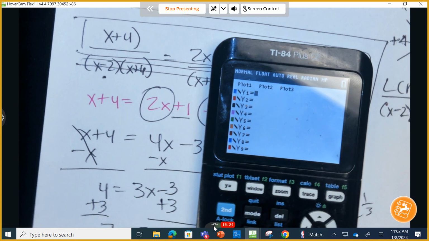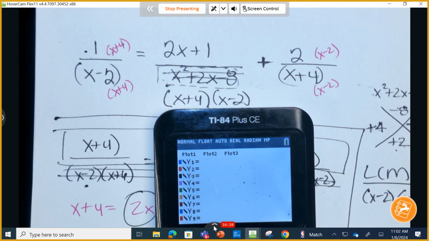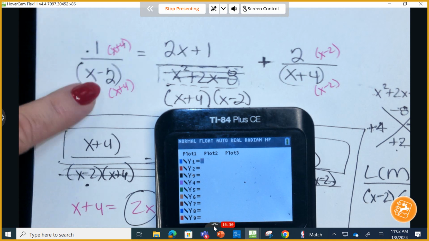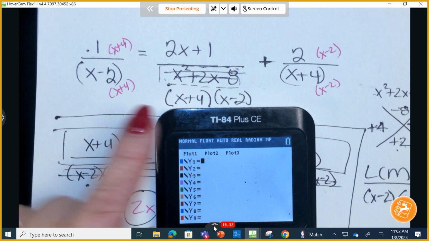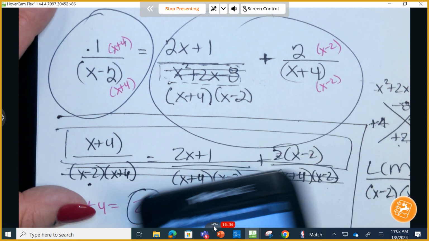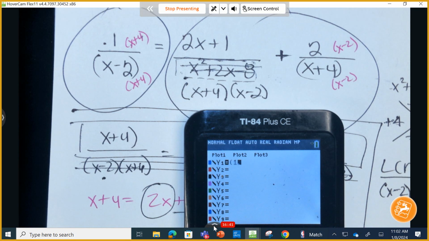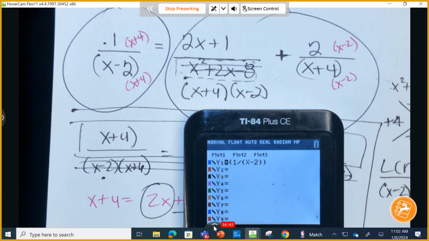And I'll show you, I made a mistake when I originally practiced this problem by not using enough parentheses. So please pay close attention here. I'm going over what is the original. So on the left-hand side, I have this. On the right-hand side, I have this part. So please follow along with me. Don't jump ahead here. We have 1 divided by, and in parentheses, it's x minus 2. That is the left-hand side.